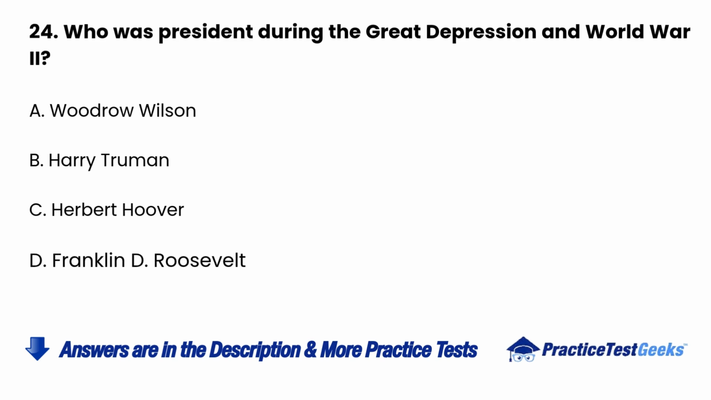24. Who was president during the Great Depression and World War II? A. Woodrow Wilson. B. Harry Truman. C. Herbert Hoover. D. Franklin D. Roosevelt.